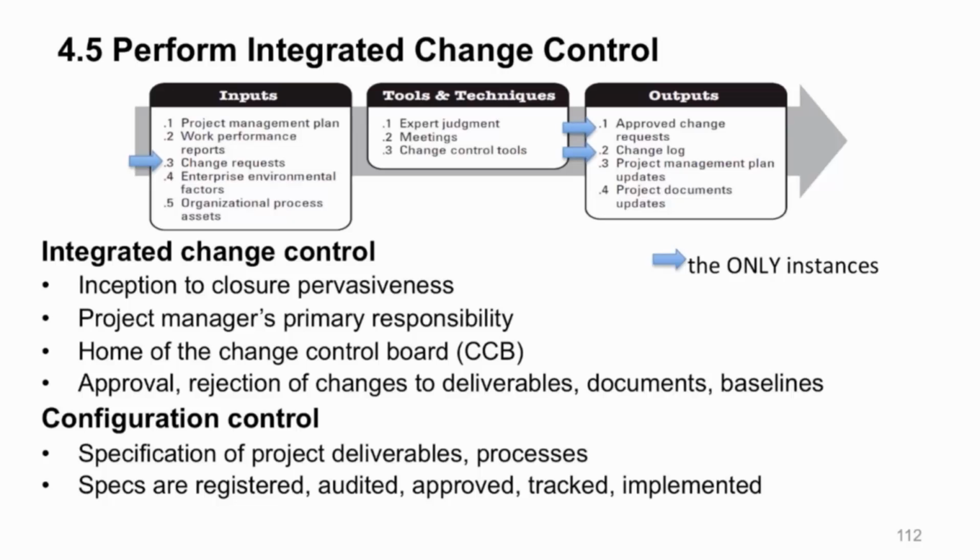This is where your change control board lives, and these are people who are authorized to sit on the change board to review changes and discuss them and finally approve them or reject them. The approval or rejection of change requests, deliverables, documents, and baselines are all done in Perform Integrated Change Control. Configuration control: specification of your project deliverables and of your processes, keep those managed, configured, and version controlled. Specifications are registered, audited, approved, tracked, and implemented under integrated change control.